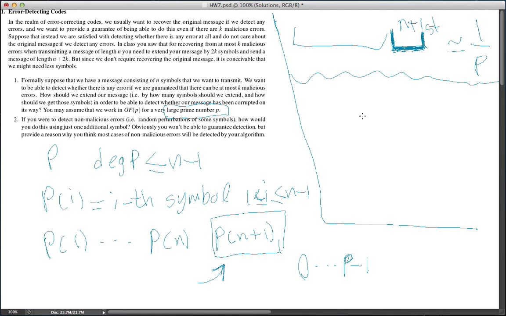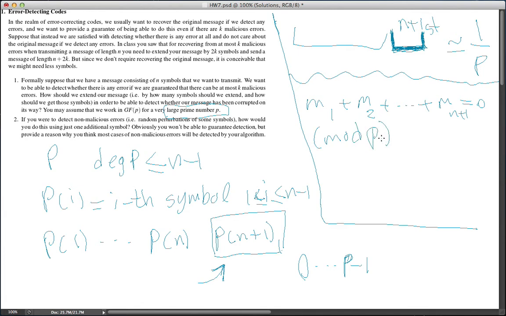So suppose that instead of using these polynomials and all of that, we made sure that the n plus first symbol that we introduce makes it so that the sum of all of our symbols, m1, m2, up to m n plus 1, is equal to 0 mod p. So this is like a checksum. This happens mod p.